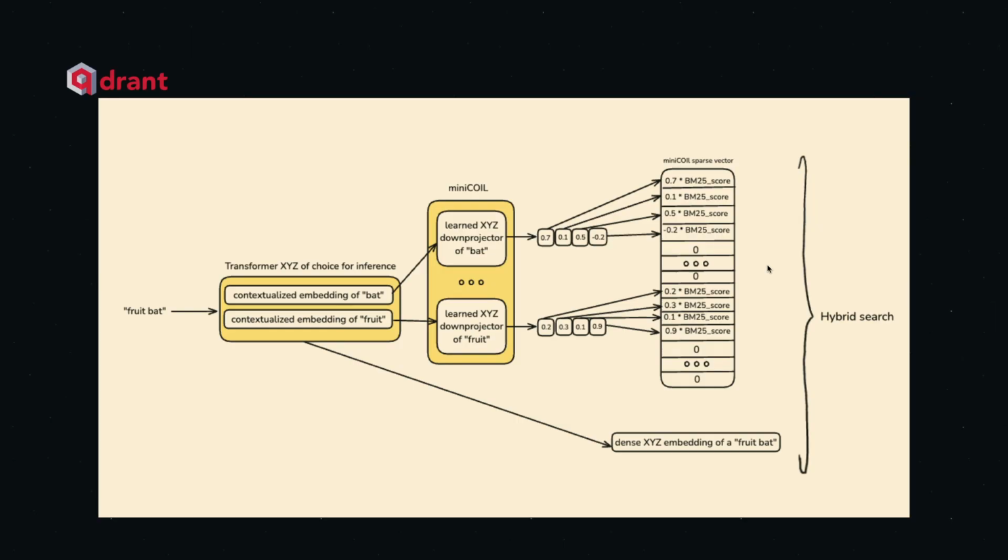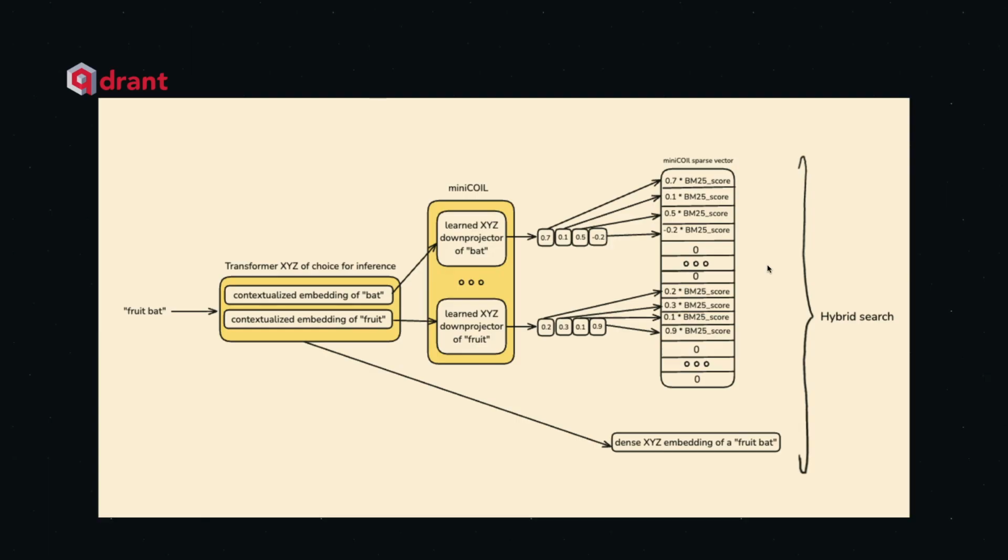As I mentioned earlier, how the heck do you find the average between fruit and bat? Well, you've got the transformer of your choice, right? You can plug it in here. In our examples, we were using mixedbread, but you could use whatever inference model you want. Then we get the contextualized embedding of bat and the contextualized embedding of fruit. Now we're going to take those projections and almost lay them down, if you will, so that we can have the data that we have here.